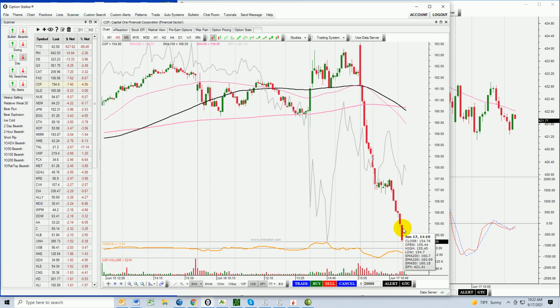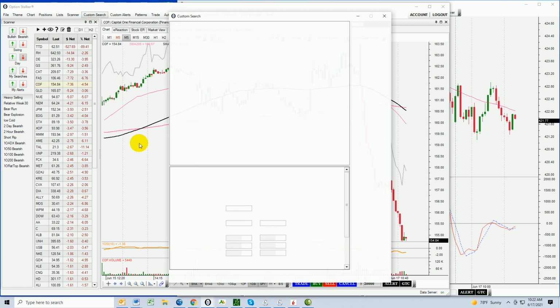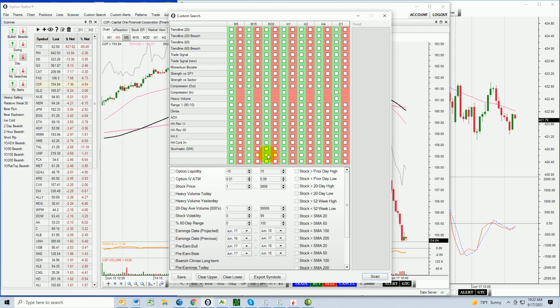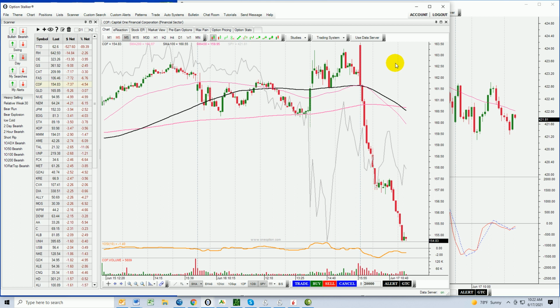We use Option Stalker searches that are already canned and ready to use, or we use the custom search engine, and we use heavy volume and relative strength along with a number of other key variables to search for these stocks, and we create our own searches. Very easy to do. That is how we find these opportunities, and members are posting trades left and right in the chat room.